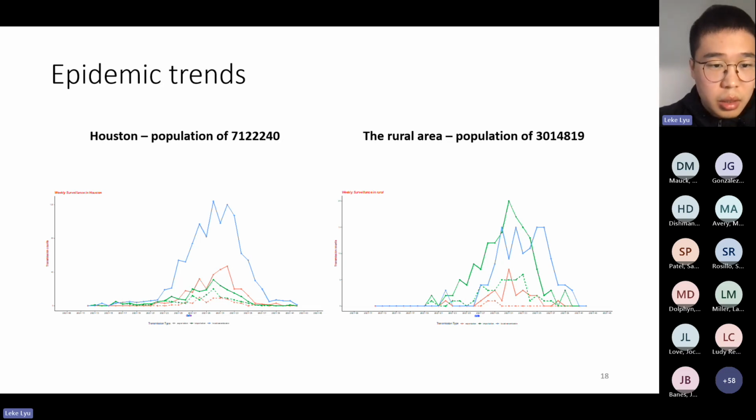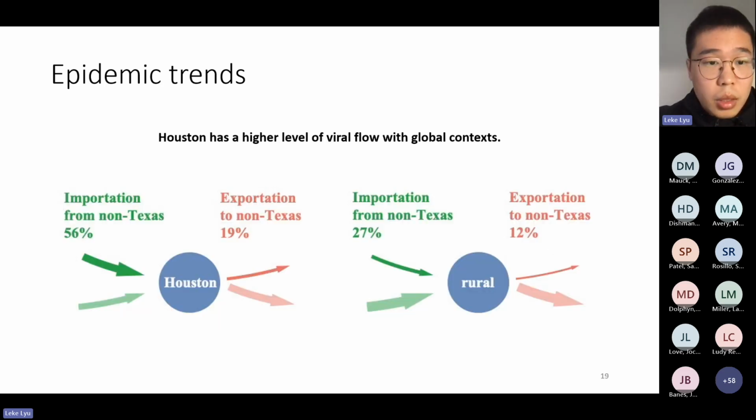The epidemic trends here are a little messy, but don't worry. So first, we found that Houston has a higher level of viral flow with global contacts. So you can see over 50% of importation was actually from non-Texas, which is the global contacts, compared to rural, which is only 27%. And there is 19% of exportation to the global contacts, which is bigger than 12%.